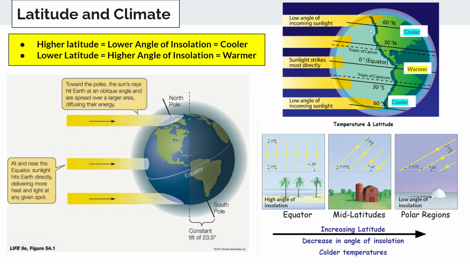And since the sunlight is more spread out, it's less energetic because of the angle at which the sun is coming in. It's cooler in those areas. That sunlight and that angle just doesn't have a lot of energy.